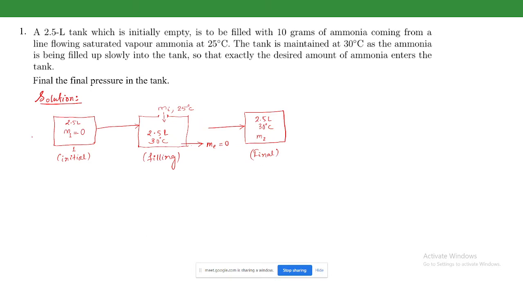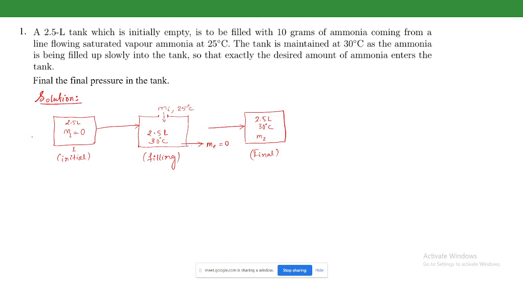So, problem number one. Today we will be dealing with the energy balance equation for a control volume system, that is a flow system. All of these problems are related to that only. So, let us start now.